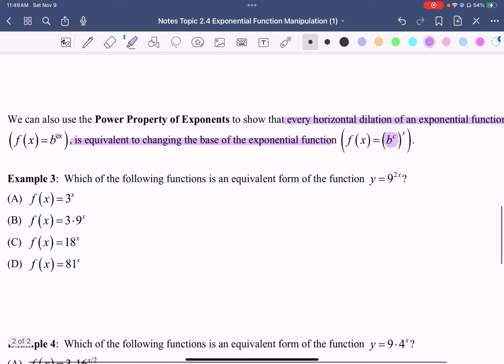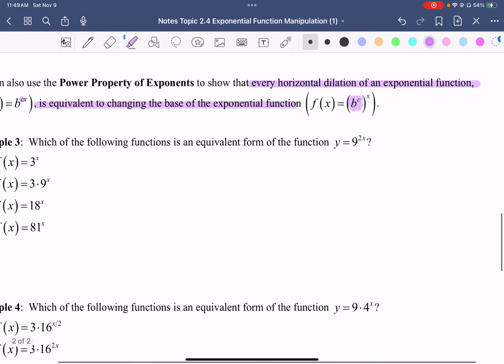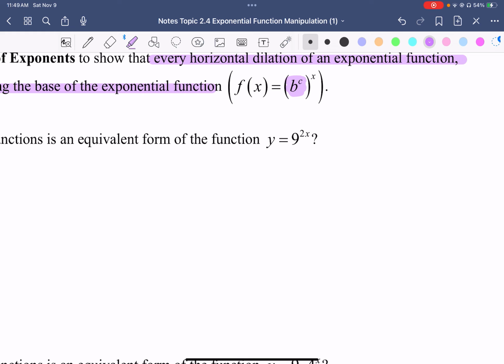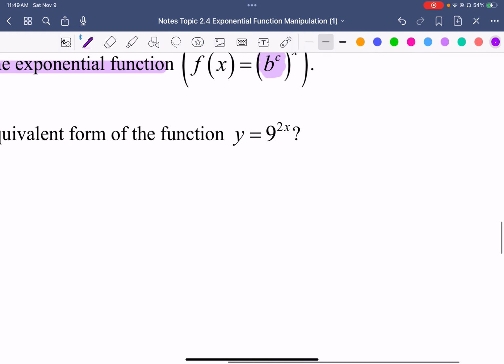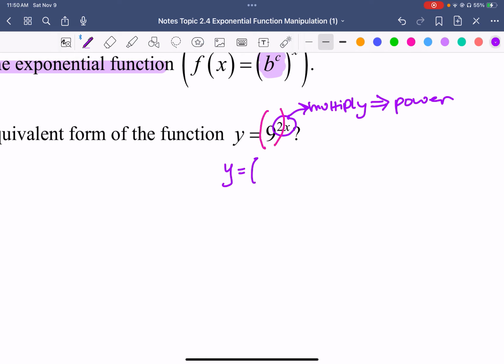So example 3 says, which of the following functions is an equivalent form of the function y equals 9 raised to the power of 2x, okay? So right here we have multiplication, 2 times x. When you multiply, you have to use the power property. For the power property, remember I told you when you have multiplication, you're just going to cut through that multiplication with your own set of parentheses like this. Okay, so now this will become 9 squared to the power of x. So now you have a power raised to another power, which is what the power property says. We can multiply 9 squared, which is 81, to the power of x.